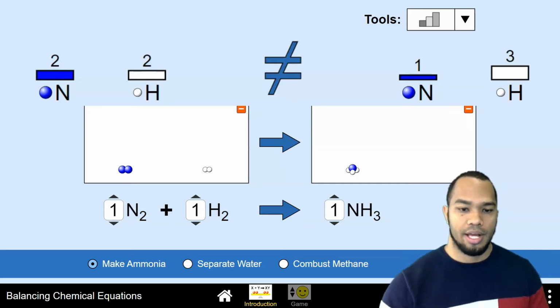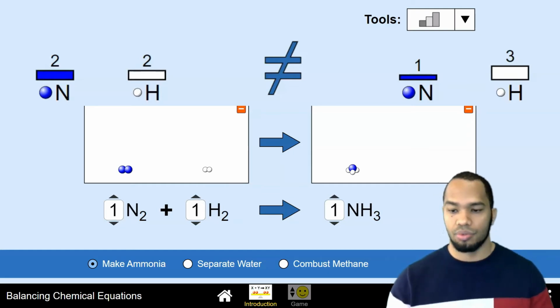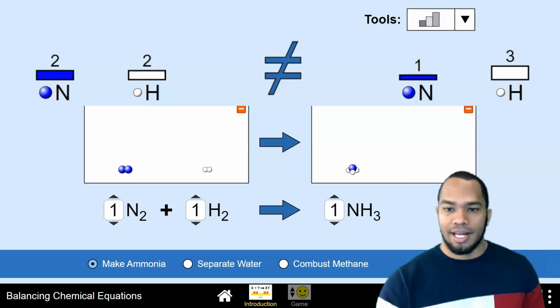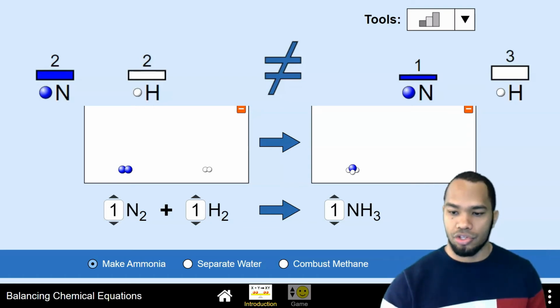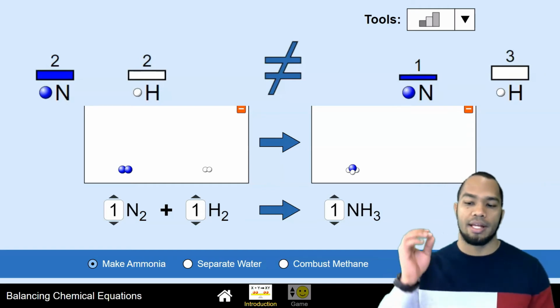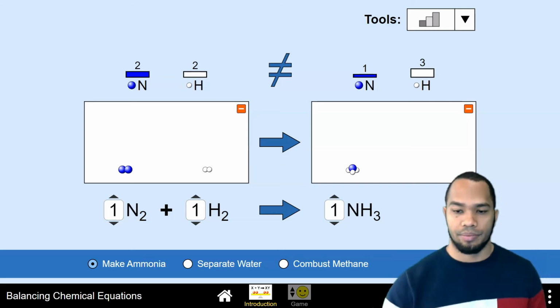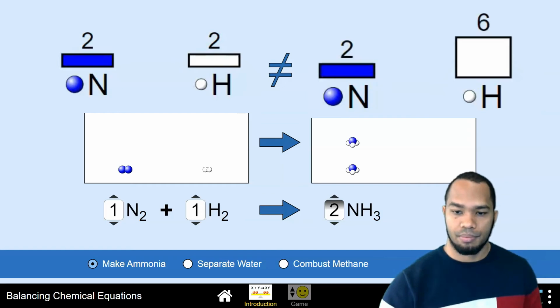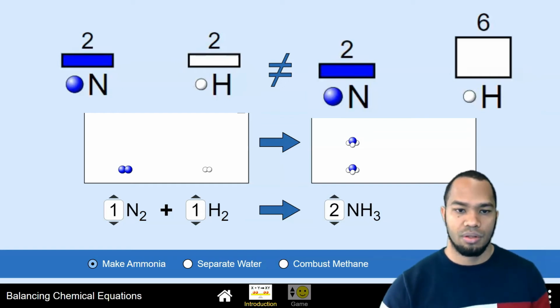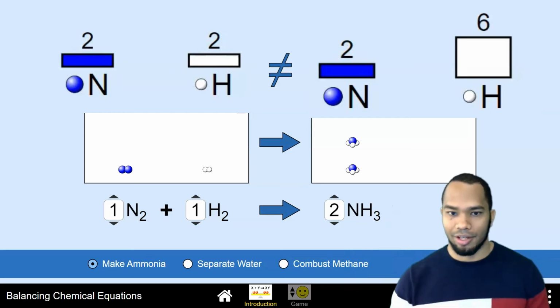So let's take a look. N2 has 2 nitrogen atoms. H2 has 2 hydrogen atoms. So let's take a look at the molecule NH3. We have 4 atoms. So we have 1, 2, 3, 4. So we want to add coefficients to NH3. So let's go ahead and make this a 2. So now we have 2 nitrogen atoms and we have 6 hydrogen atoms. So let's take a look. Nitrogen is 2. Nitrogen is 2. We are good there, right?